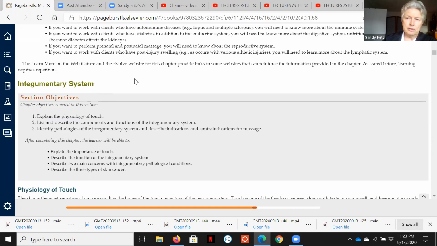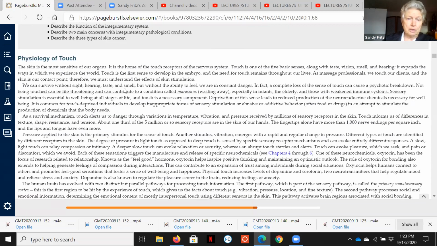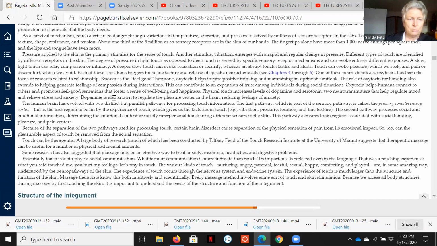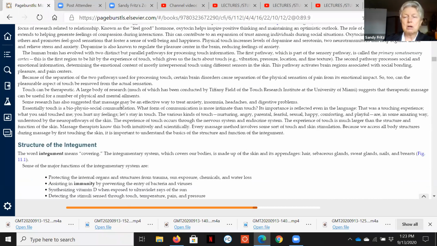So the integumentary system is our skin. It's an amazing organ. It truly is our separation between our internal and external world. There are tons of sensory listening stations, sensory receptors in the skin and superficial fascia. It is what we touch over and over and over and over.